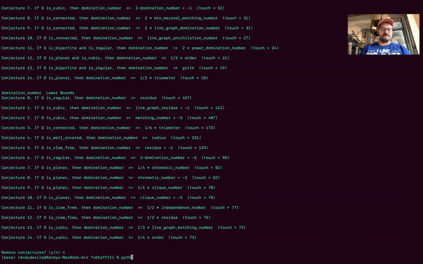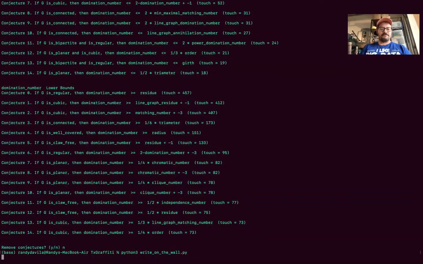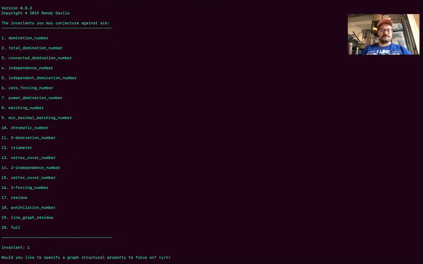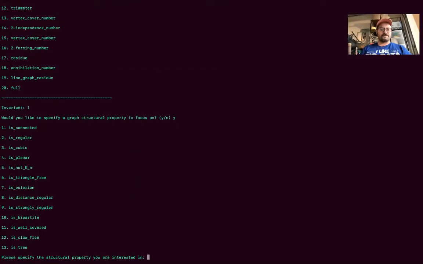So next, maybe I want to specify structural properties of the graph. So let's look at the domination number again. And this time we're going to focus on a structural property. Then we have this collection of things that we can conjecture on. Graphs that are connected, well, all graphs are connected in my database. But we can specify a graph as regular, cubic, planar, all of these things. So maybe we'll focus on is it claw-free.